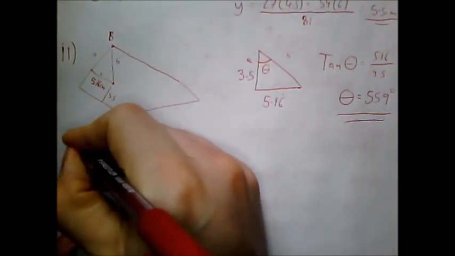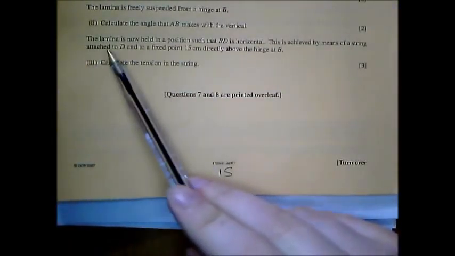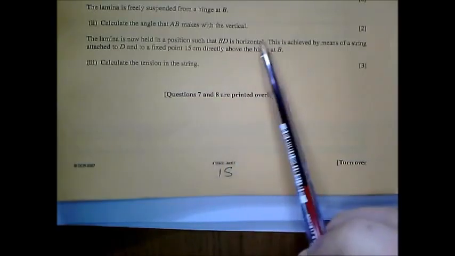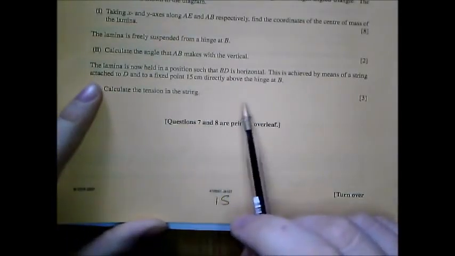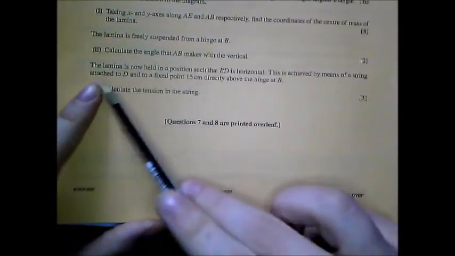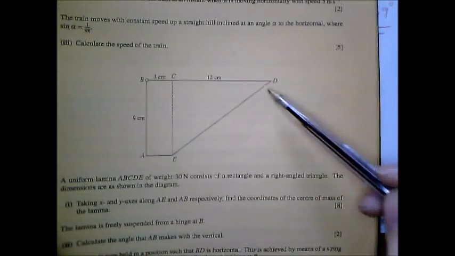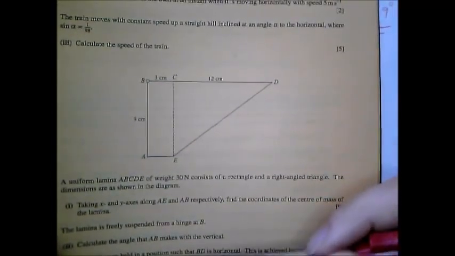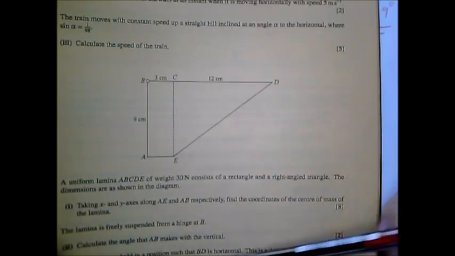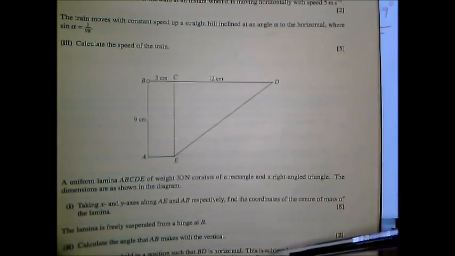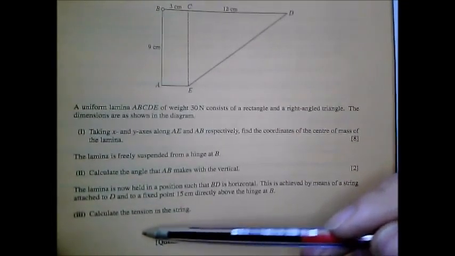Finally, part 3. The lamina is now held in position such that BD is horizontal, so it's in our correct orientation, like this. And this string is attached at the point D, which is fixed 15 centimetres directly above the hinge at B. We want to calculate the tension in the string.